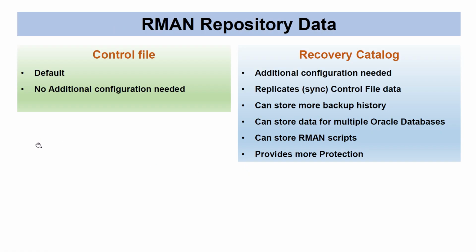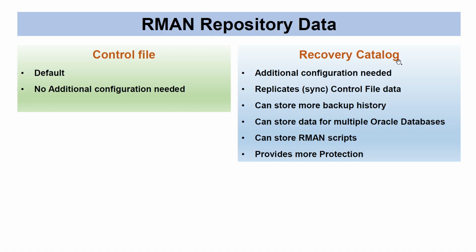Let's understand the differences in how RMAN repository data is stored in the control file. Basically, in the control file, this is the default. Whenever you take an RMAN backup, the control file automatically gets updated with that information. And as you know, the control file is created automatically whenever you create a database, which means that no additional configuration is needed. So the RMAN repository data is stored by default in the control file and no additional configuration is needed.